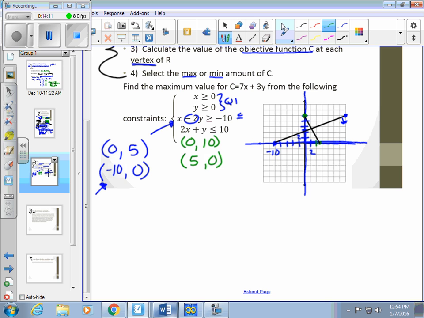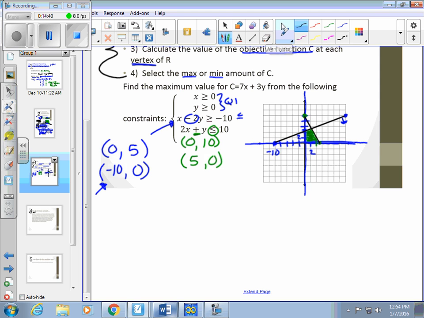So for this problem, I didn't change the direction of my arrow because it was a positive y value. So I'm still going to shade underneath that. So we're shading underneath here, underneath here. So all of our answers happen in this shaded region inside, bounded by the x and y axis. That's what's called our feasible region.